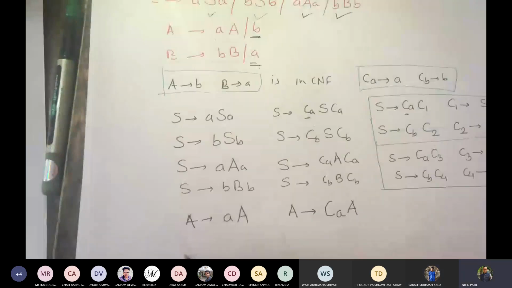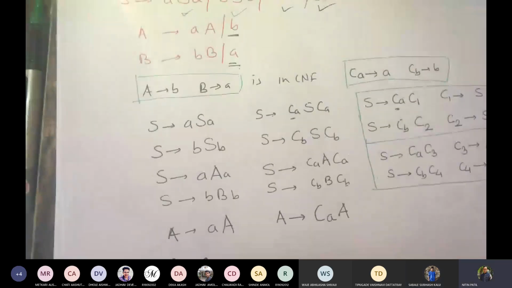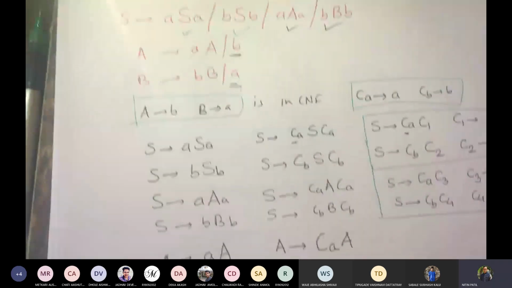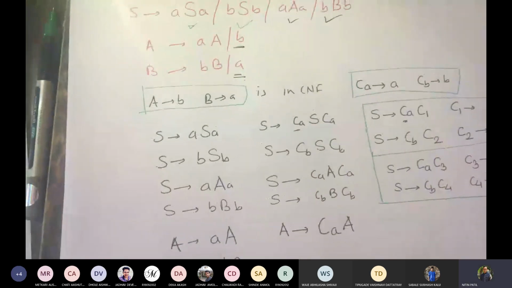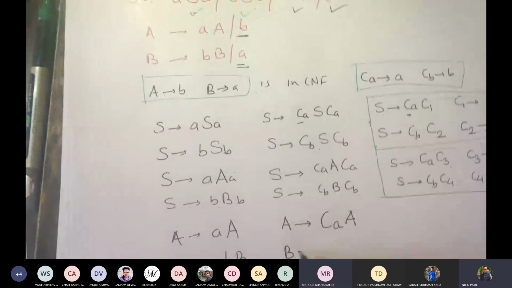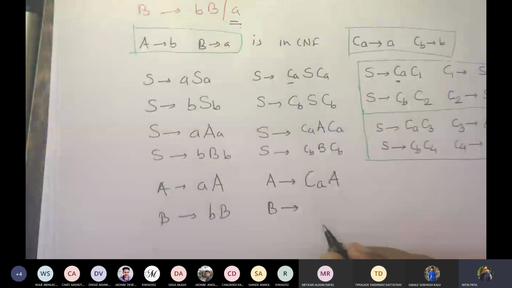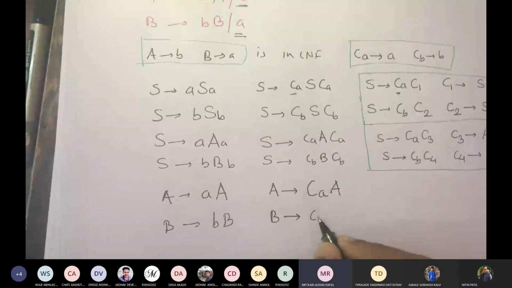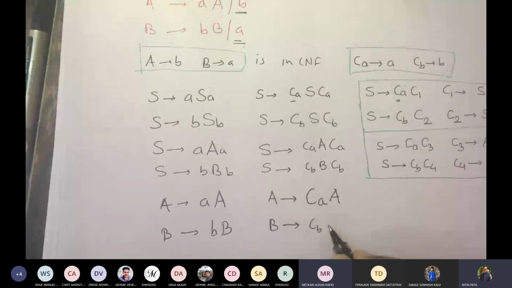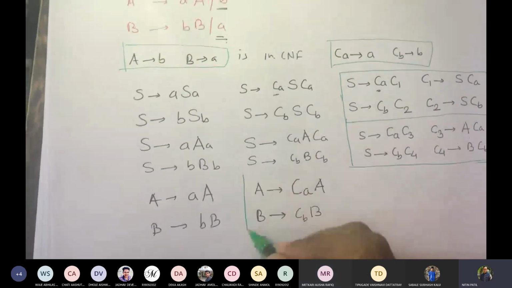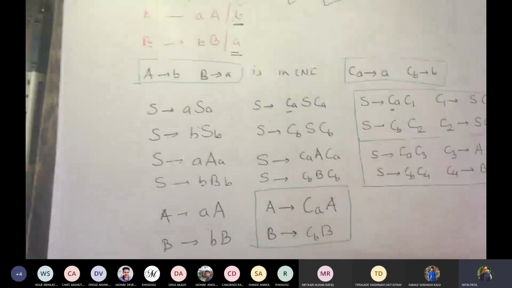Next one. B gives BB. How will you write this? CBB. Now, when you say CBB, how should I write? C suffix B. Very good. Capital C, suffix B. Very good.